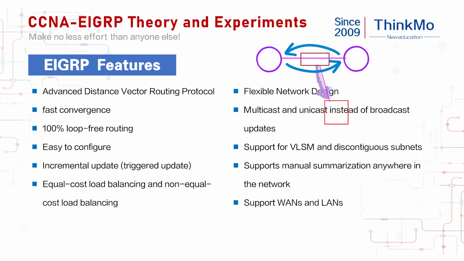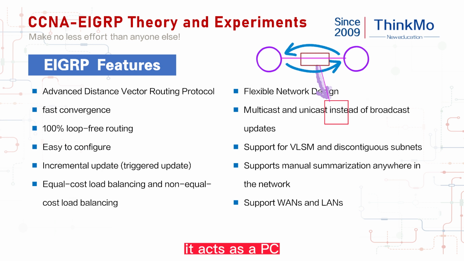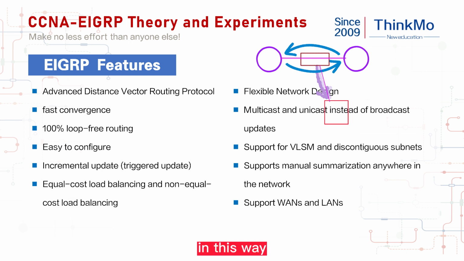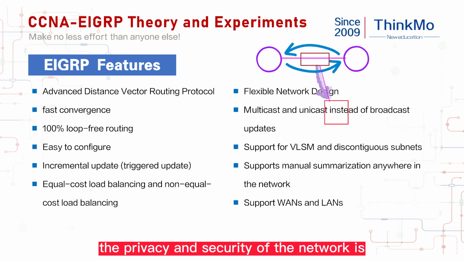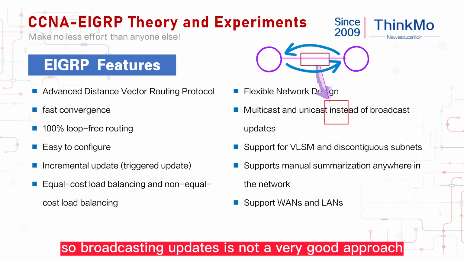Secondly, now they are exchanging routing tables, and it acts as a PC. What if it's an attacker? The data of the device is broadcast to the PC this way. The privacy and security of the network is also not guaranteed. So broadcasting updates is not a very good approach.